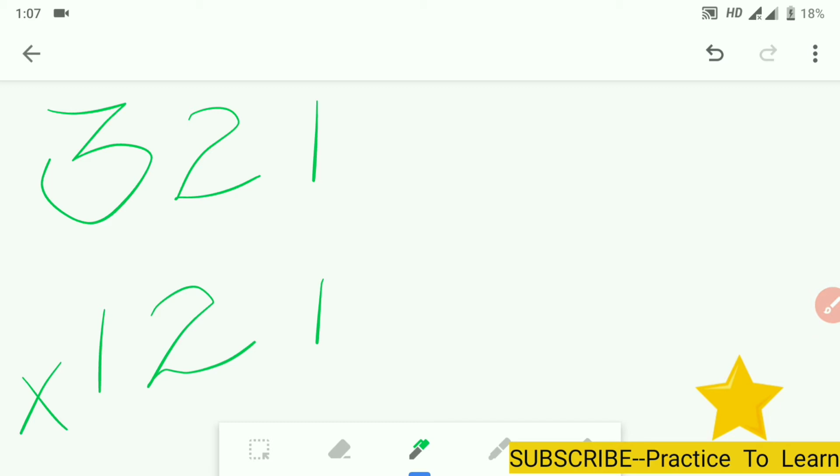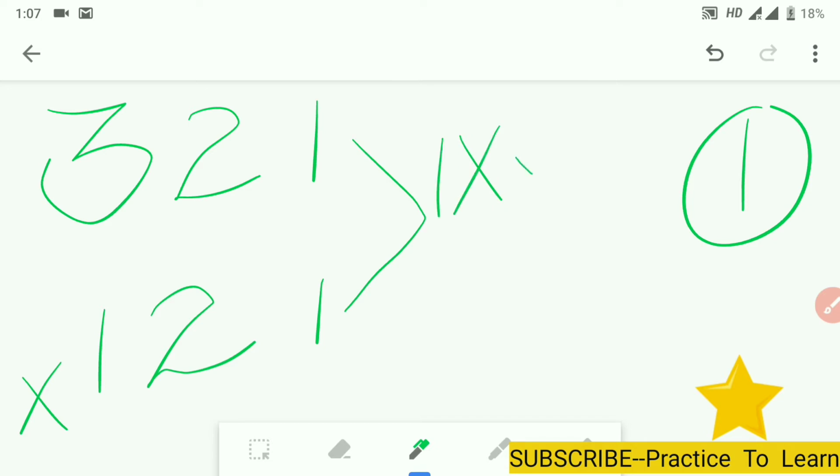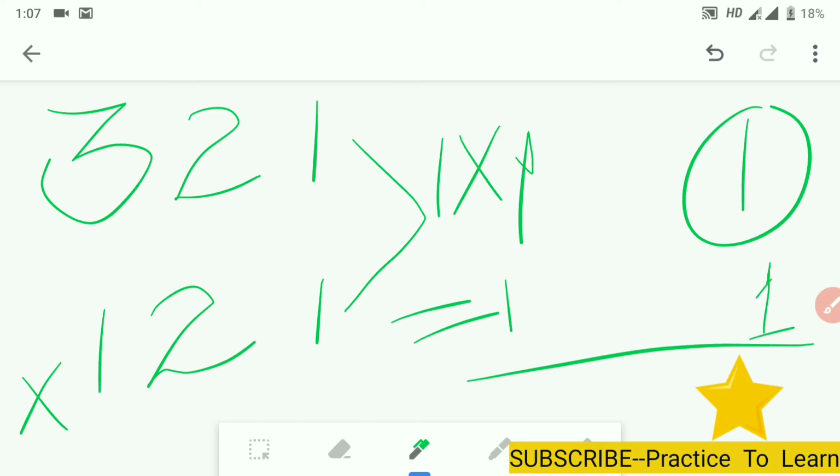In the very first step, I'll write step first right here. We will have to multiply the number at the ones place with the number at the ones place. Both the numbers are at the ones place. We will multiply 1 into 1. The result is 1. We will have to write the result at the ones place, that is right here. I will write 1 here. Now I will erase this. This is the first step.